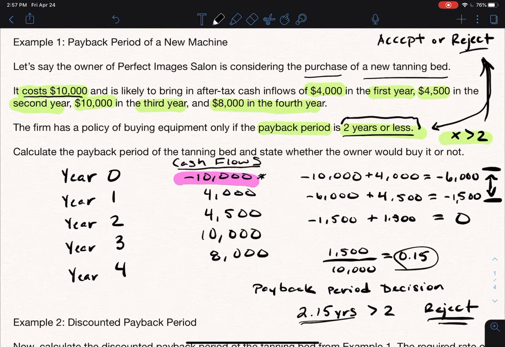All right. So moving right along, you might have noticed that I said during example 1 that one of the flaws with the payback period method is that it does not incorporate the time value of money.